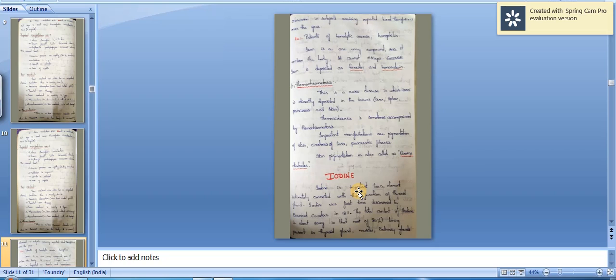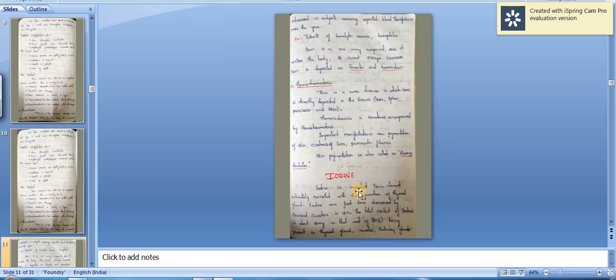The total content of iodine is about 20 mg. Of that, most, about 80%, is present in the thyroid gland. Muscles, salivary glands, and ovaries also contain some amount of iodine.